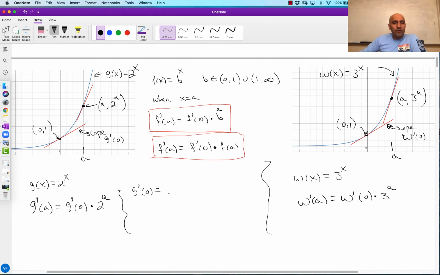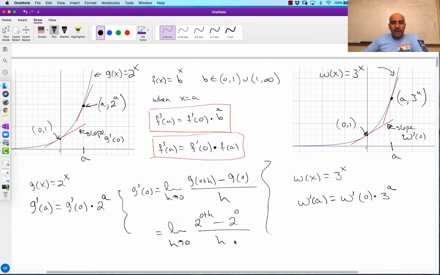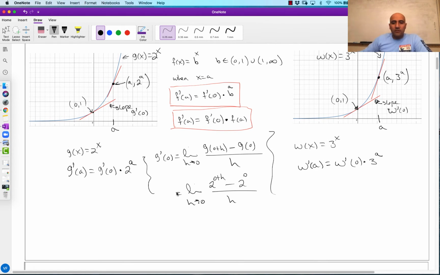What is g prime of 0? Well, we have our definition. This is going to be equal to the limit as h goes to 0 of f of 0 plus h minus, oh, not f, g, g of 0 plus h minus g of 0 all over h, which in our little case would be equal to the limit as h goes to 0 of 2 to the power of 0 plus h minus 2 to the 0, divided by h. Now 0 plus h, well, that's just going to be h, and 2 to the 0, well, that's just going to be 1. So this simplifies as equals to the limit as h goes to 0 of 2 to the h power minus 1 all over h. That's g prime of 0.